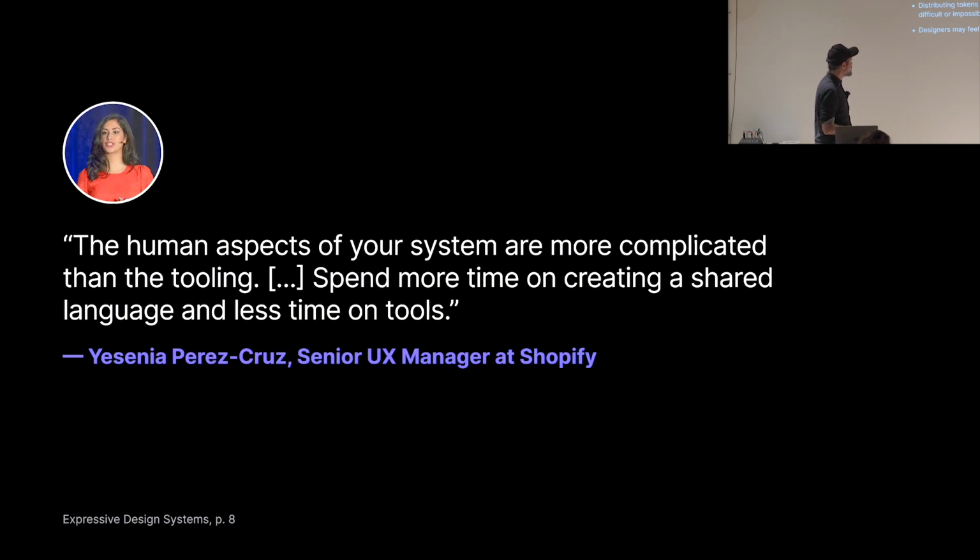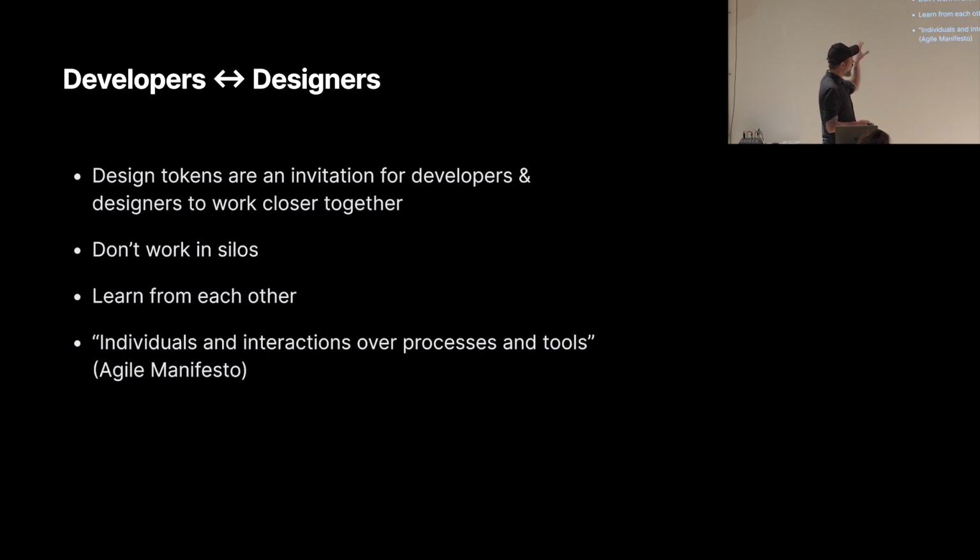And I want to close the talk with the human aspect. So that's Yesenia Perez-Cruz. She was working at Shopify and responsible for the Polaris design system. And she said the human aspects of your system are more complicated than the tooling. I can definitely confirm that. So spend more time on creating a shared language and less time on tools. And that's how I like to look at design tokens. So I really think they're an invitation to developers and designers to work more closely together, to not work in silos, to learn from each other.